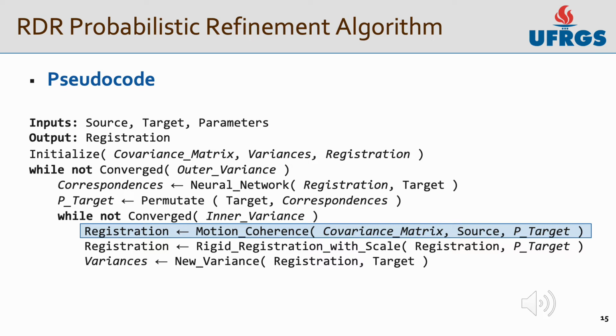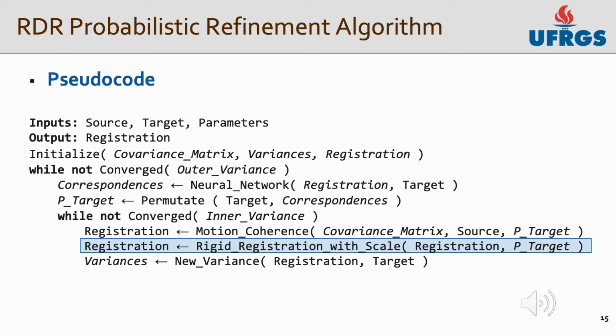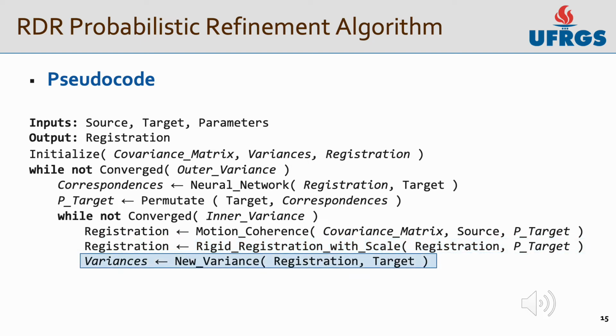In the inner loop, we apply motion coherence, which infers deformation on points whose correspondences are not reliable based on their neighborhoods. This is followed by the registration using the SVD algorithm. Finally, we optimize over the variance, with the weighted average distance from the registration to the target.